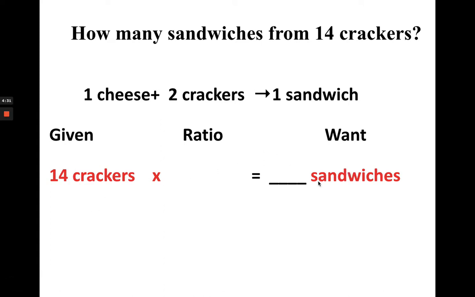So I go to my cabinet. Here's the problem. I got 14 crackers, and I got lots of cheese. And I want to know how many sandwiches I can make. I only have 14 crackers. So I'm going to get the ratio of crackers to sandwiches, which is 2 to 1.